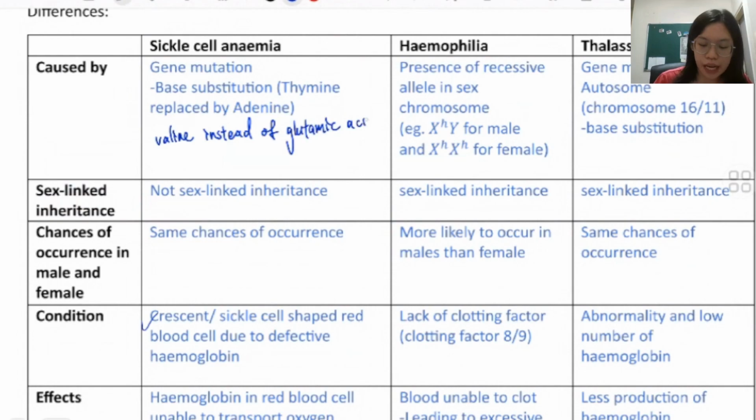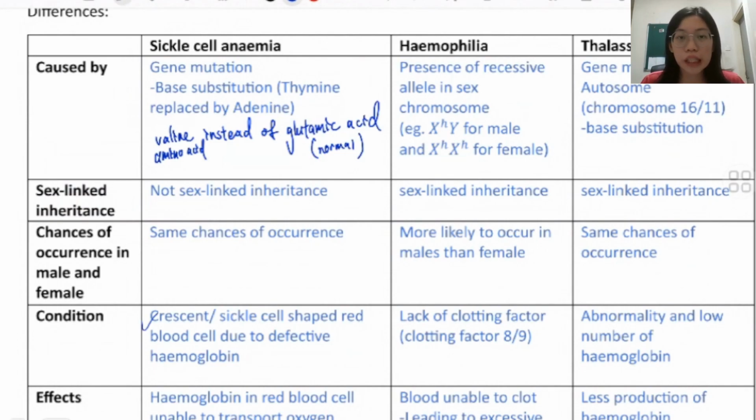This is the specific amino acid. The amino acid named valine is produced instead of glutamic acid. This one is the normal case, but the abnormal case is the valine amino acid.